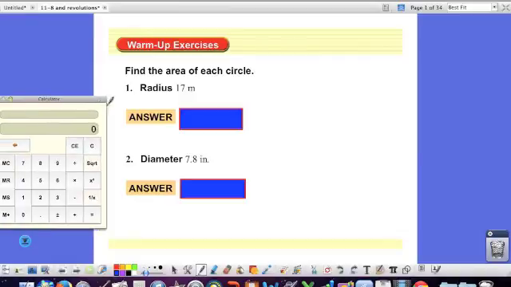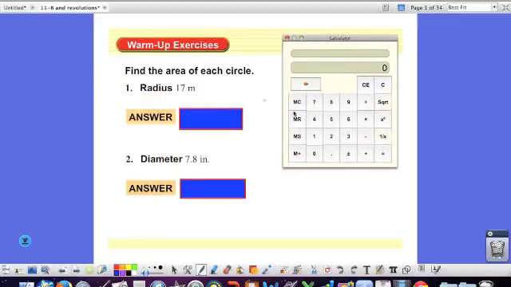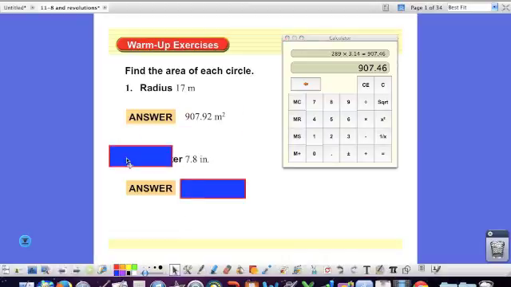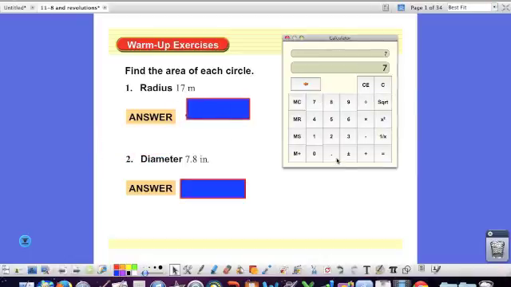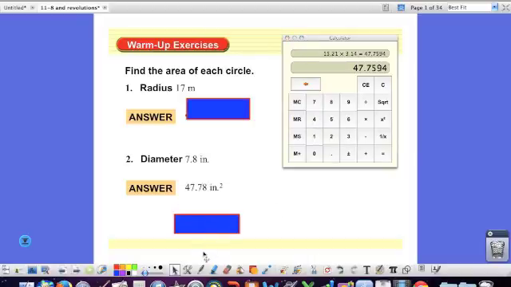So now that we've gone over revolutions, let's talk about our warm-up. Find the area of each circle. Well, if the radius is 17, 17 times 17 is 289 times 3.14. We are going to have some rounding issues because the book is using a pi button and we use 3.14. If the diameter is 7.8 divided by 2, the radius is 3.9 squared times 3.14, and either way you're going to round to about 47.8.